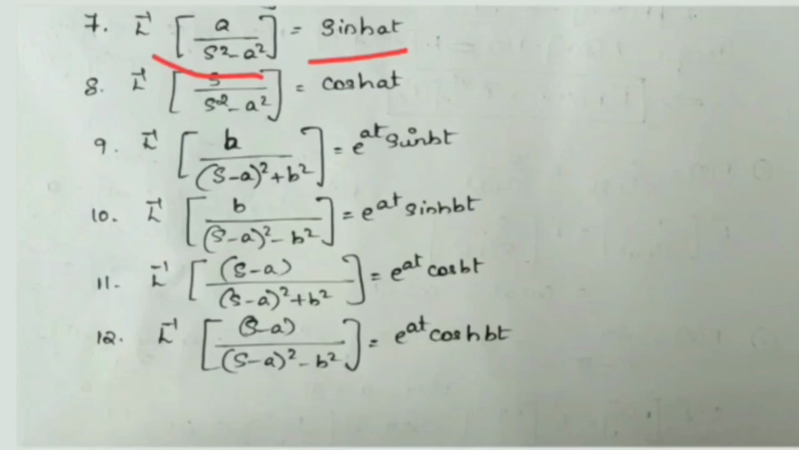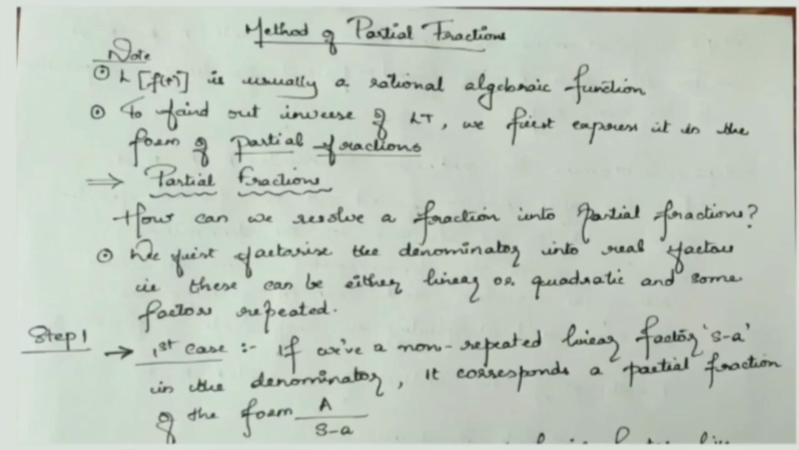Similarly, Laplace inverse of s minus a by s minus a the whole square plus b square is equal to e raised to at cos bt, and Laplace inverse of s minus a by s minus a the whole square minus b square is equal to e raised to at cosh bt.